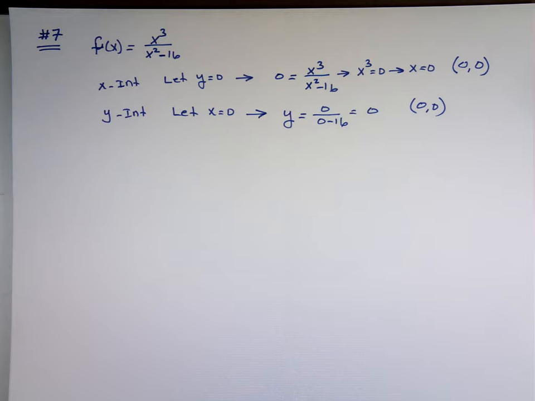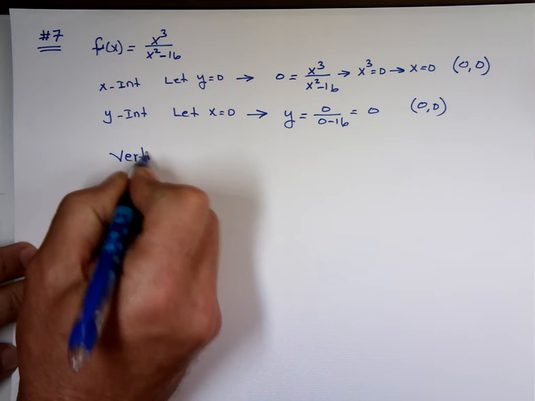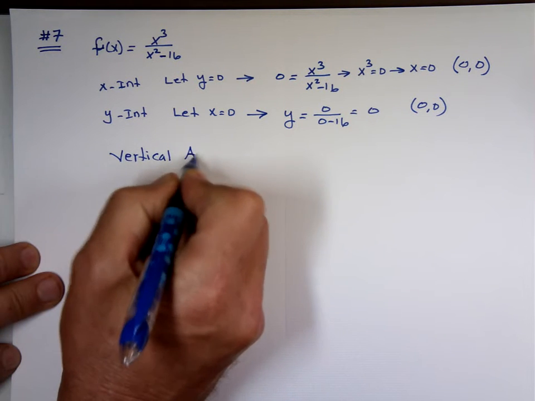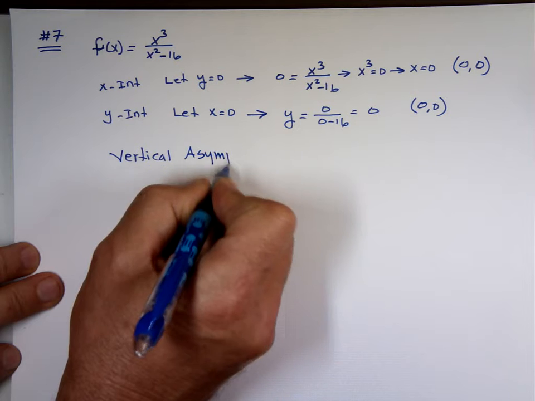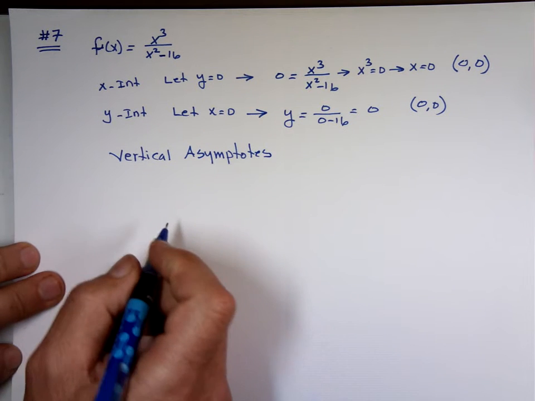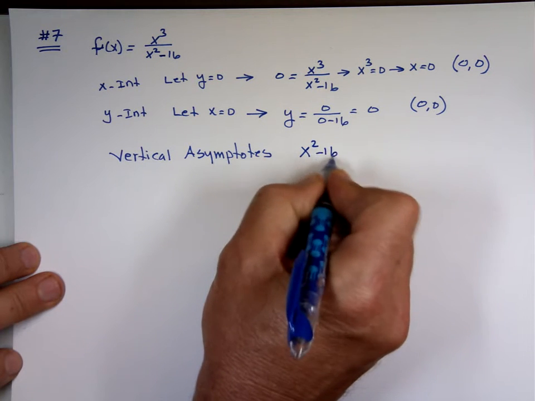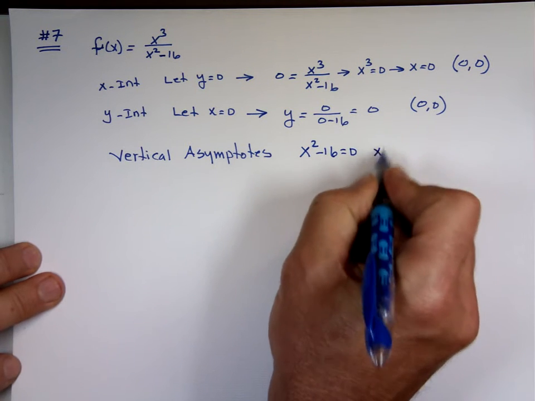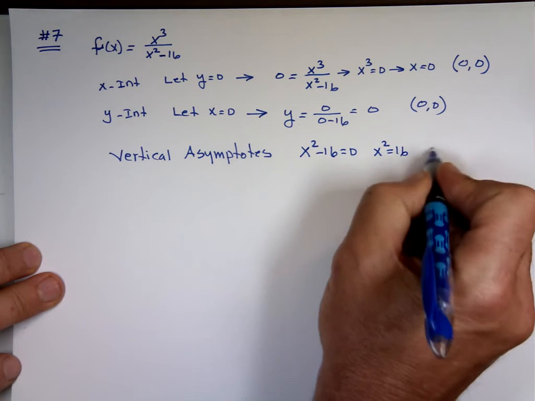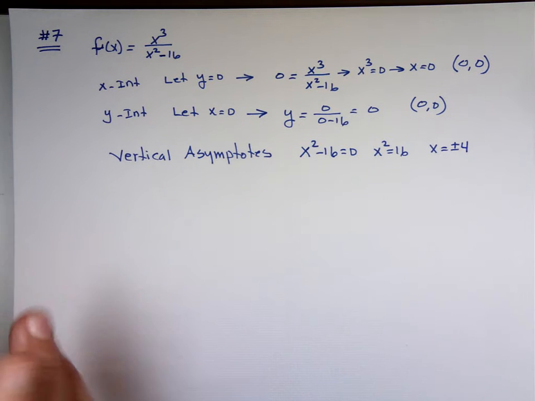I'll come back to the relative min, relative max. Vertical asymptotes quickly. What makes the bottom 0? Try again. I said asymptotes with an S. Yep. X squared minus 16 is 0. X squared equals 16. X equals plus or minus 4. I got 2 of them. X equals plus 4, x equals negative 4.